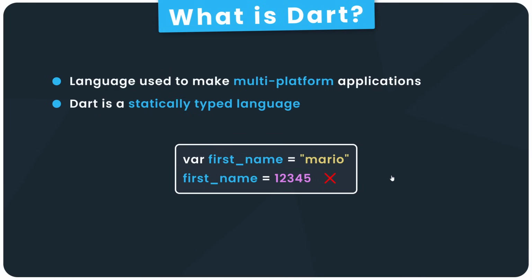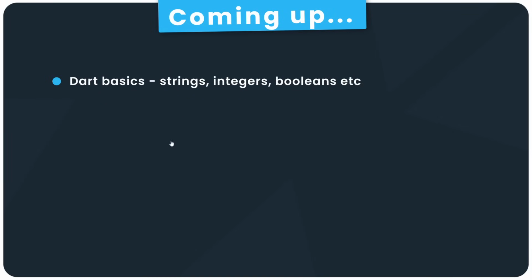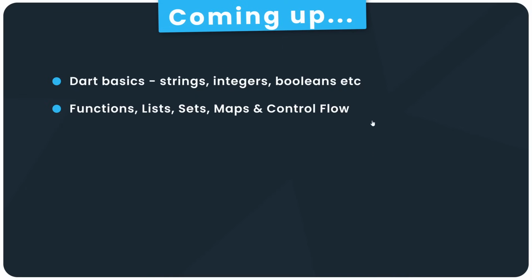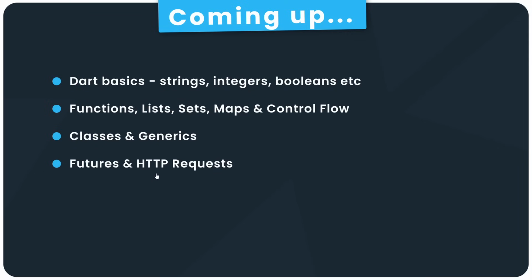So then, what are we going to cover in this series? Well, we're going to start with the basics, and we're going to look at how we can create and work with different primitive data types like strings, integers, doubles, booleans, etc. Then we're going to move on to using functions, lists, sets, maps, and also control flow, so things like for loops and if statements. After that, we'll learn how we can use classes and generics to create custom objects. And then finally, we're going to talk about futures in Dart and how to make HTTP requests. So there's quite a lot to get stuck into, and hopefully by the end of the whole series, you'll be in a good position to kick on and start developing Flutter applications using Dart as well.